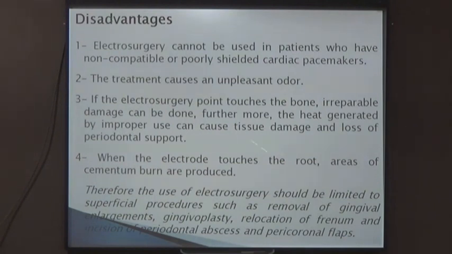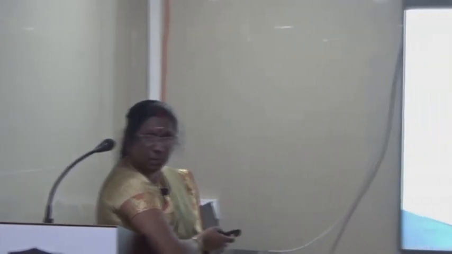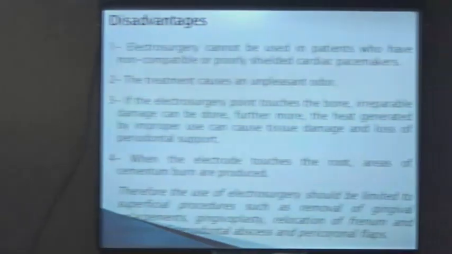So, with all these disadvantages, we are doing only the scalpel technique, we are not doing electrosurgery, but in our department we have an electrosurgery unit. One is, you cannot use it for a pacemaker, and second, it will give an unpleasant odor. When it touches the bone, there will be irreparable damage. The bone cannot be replaced again. Why can the bone not be replaced? Because the osteoblasts will die off, isn't it?